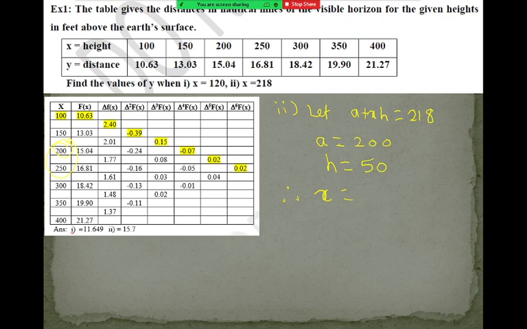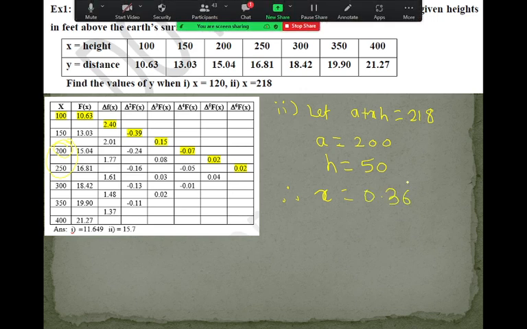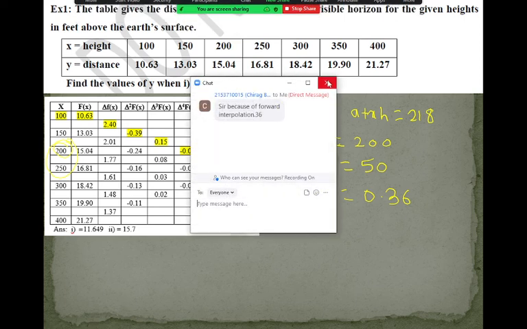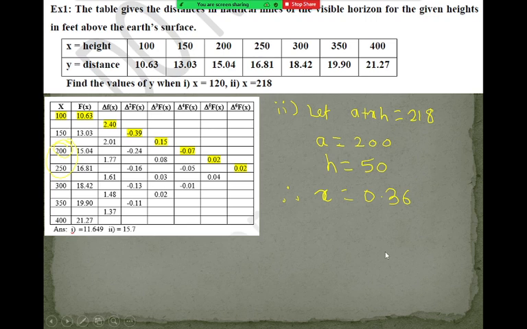You have to do the small calculation. What should be x? 0.36. Yes, good, correct. Someone is on the chat. Yes. Okay, 0.36, correct. So 0.36 is the correct value of x.